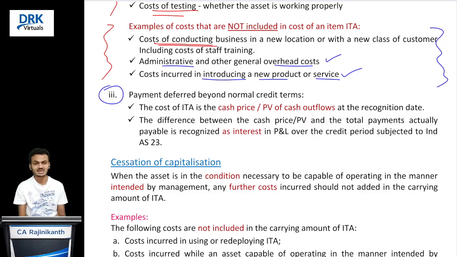So that purchase consideration, whatever the amount we are going to pay to the vendor, includes interest cost. So that interest cost we should not capitalize. We should charge it to profit and loss account as an expense. That is fine, sir. Then what about the initial recognition amount?